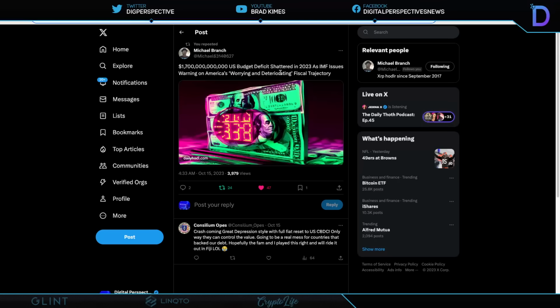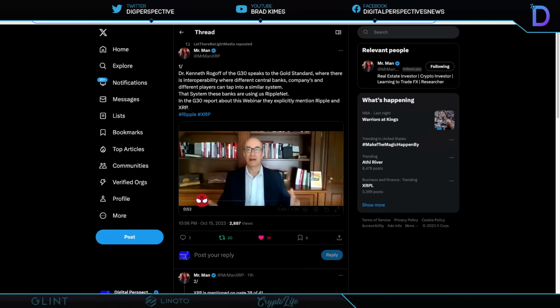$1.7 trillion U.S. budget deficit shattered in 2023, as the International Monetary Fund issues a warning on America's worrying and deteriorating fiscal trajectory. Uh-huh. Yeah, crash coming, Great Depression style, with the full fiat reset to U.S. CBDC. The only way they can control the value is going to be a real mess for countries that backed our debt. Hopefully the fam and I played this right and we'll ride it out in Fiji. Yeah, you know what? I hope we play it right too. No doubt about that.